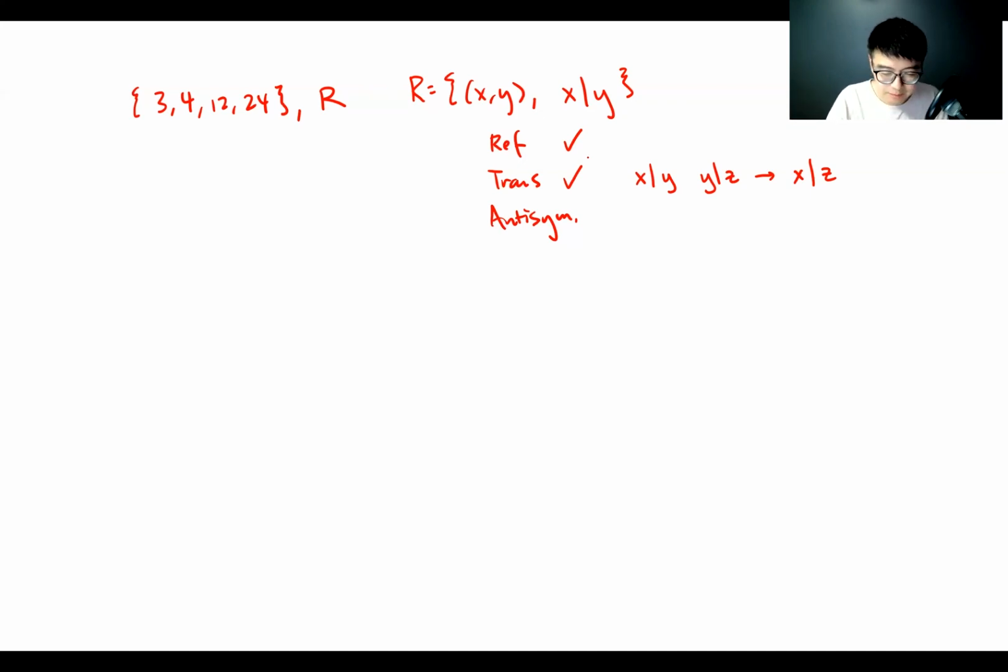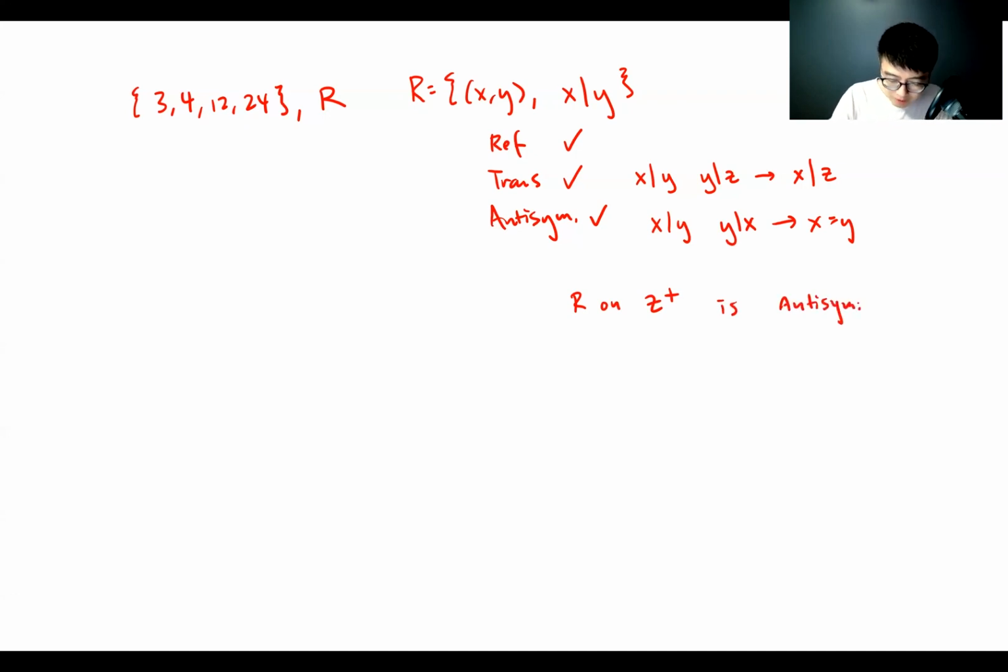Is it antisymmetric? Now, antisymmetric, we have to be careful here. Look at these numbers that I've given you, 3, 4, 12, and 24. They are all positive integers, and that makes it antisymmetric. Antisymmetric means if x divides y and y divides x, then x equals y. Is it true for all the x's and y's? Yes, it is. If I gave you a set of positive integers, we can claim that it is antisymmetric. So this relation on positive integers is antisymmetric.